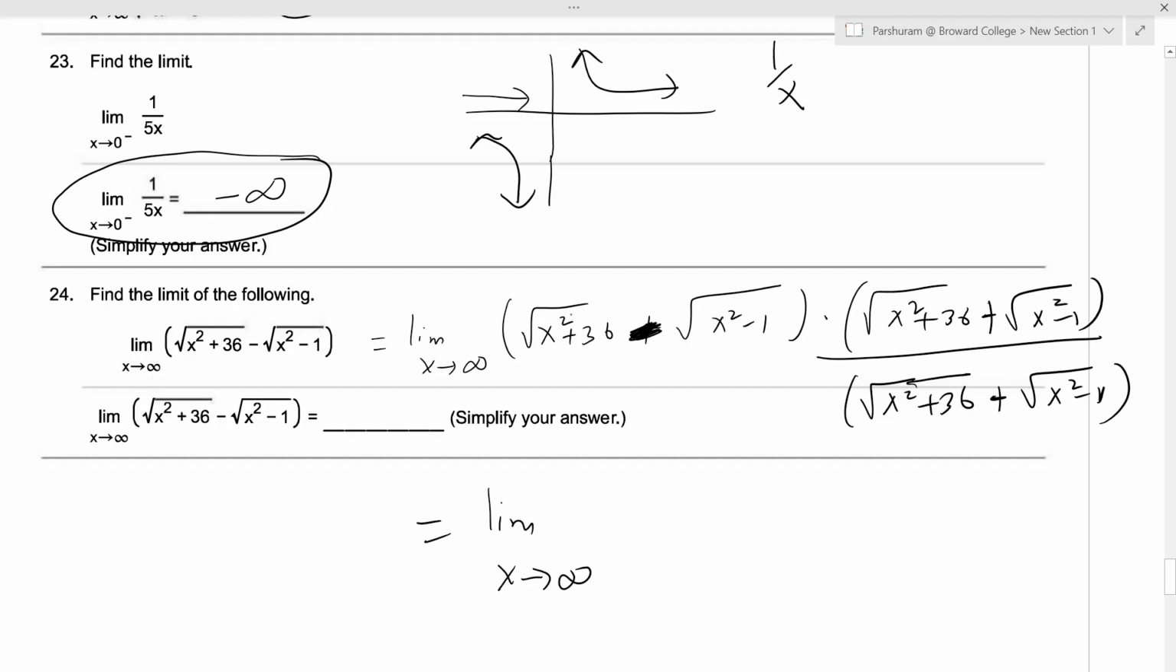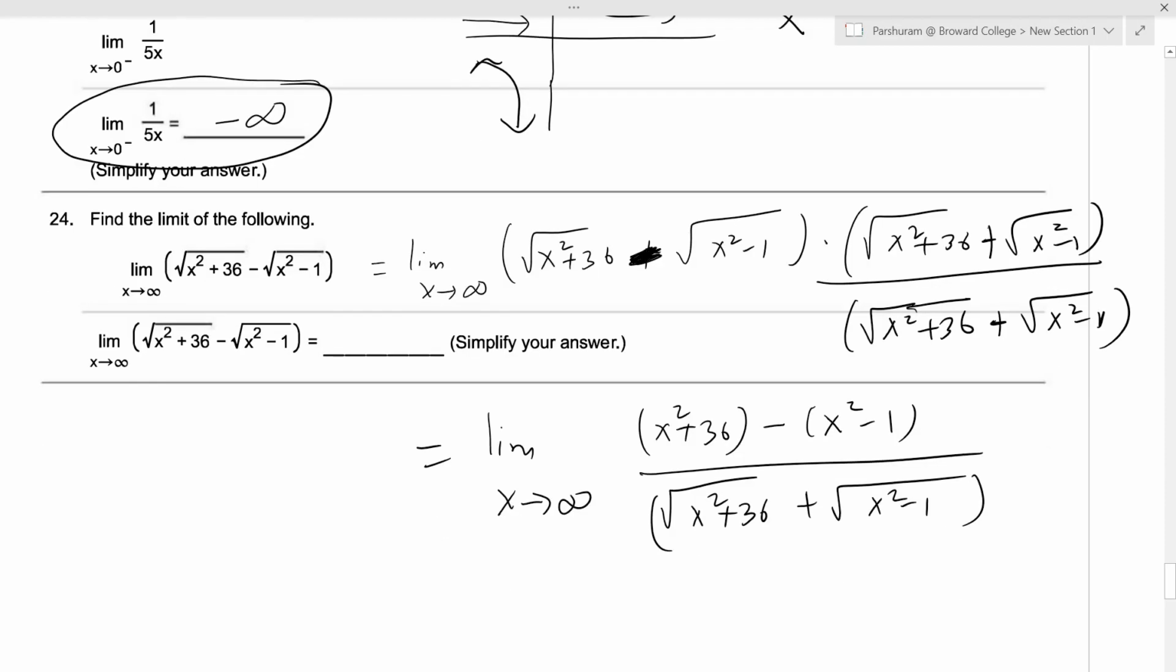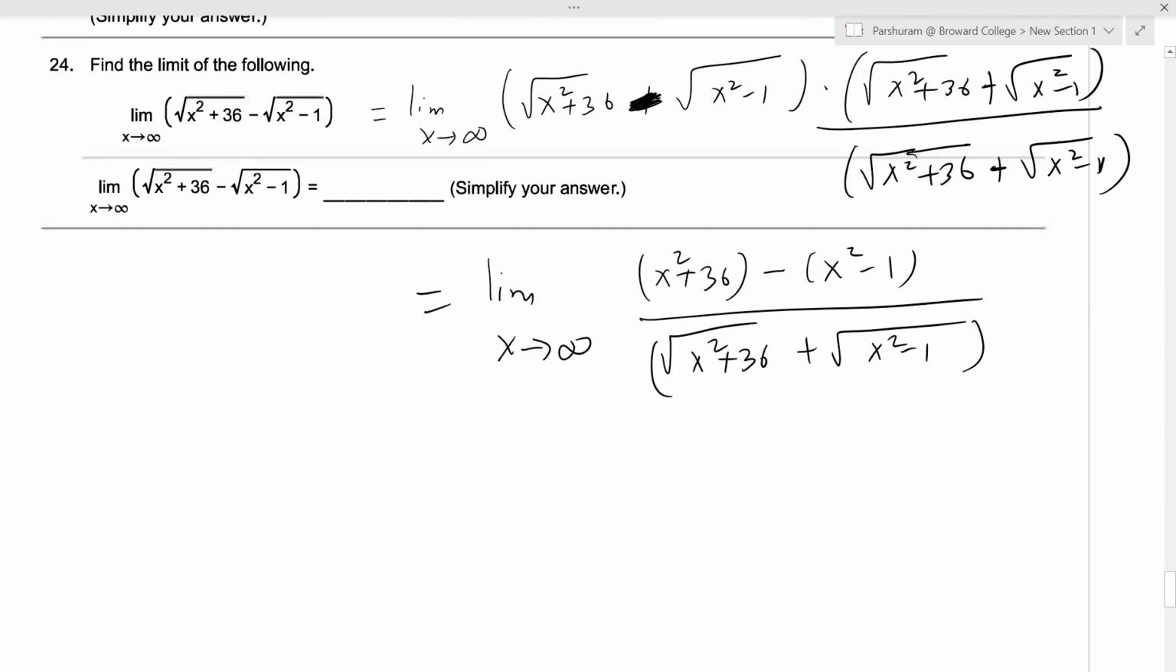On the top part, it's a square of this minus square of this, because you can see that it's a minus b times a plus b. So the square of this square root gives you x squared plus 36 minus x squared minus 1, and on the bottom part this is just square root of x squared plus 36 plus square root of x squared minus 1. Now if you simplify the top part, this x squared and this x squared will cancel out, and on the top part you will have 36 plus 1, which is 37.